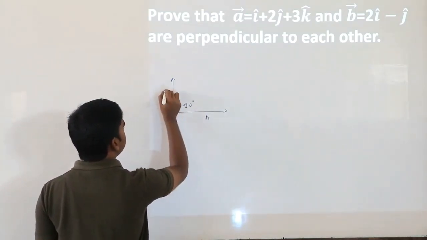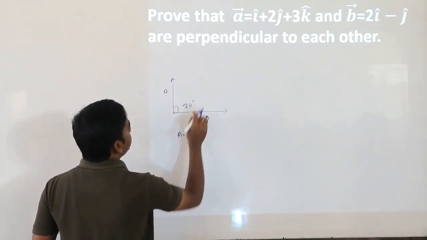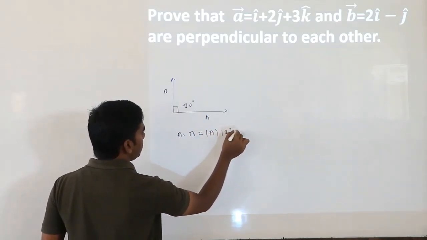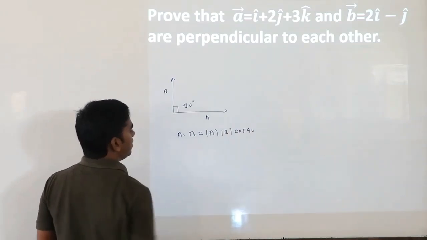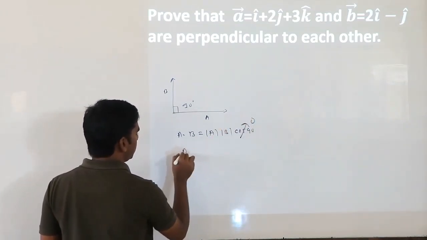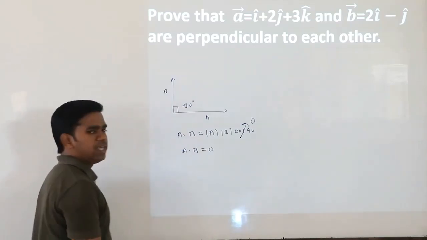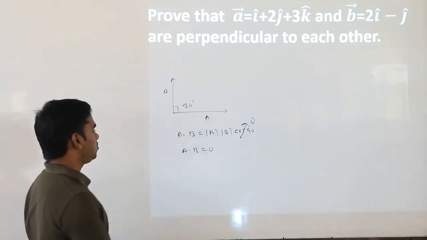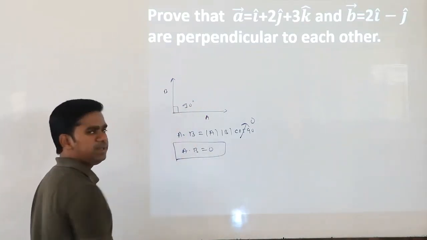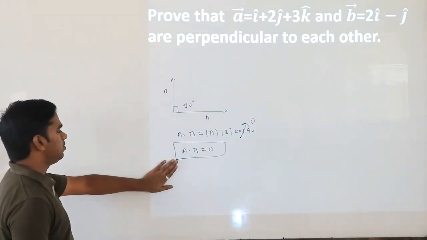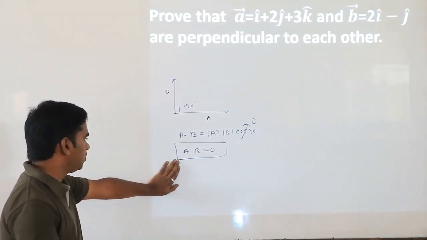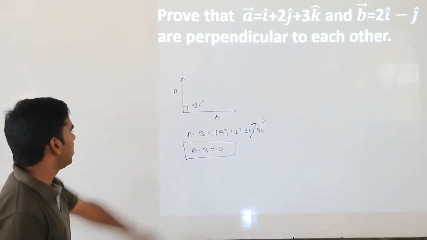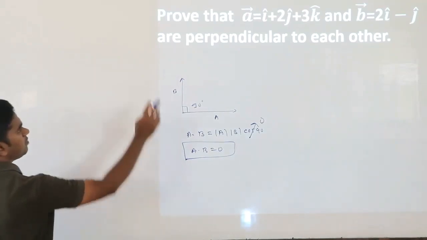Suppose you take A and B, A dot B. If you take the angle as 90 degrees, what will happen? Magnitude of A, magnitude of B, then cos of 90 degrees. Cos of 90 means 0. So A dot B will become 0. If you want to prove that these two vectors are perpendicular, you have to show that their dot product should be 0. Then you can ask me, can we prove it with the cross product? Obviously you can, but that is a waste of time. So let me go with the dot product of these two vectors.